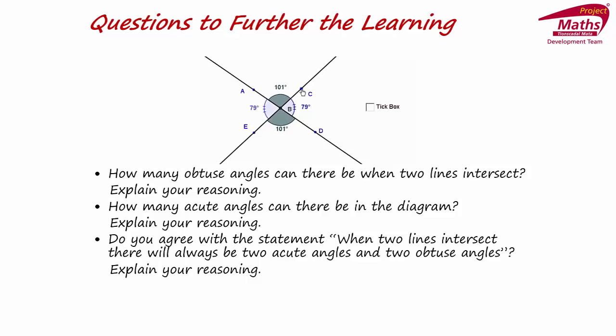And one last one there will be, do you agree with the statement, when two lines intersect there will always be two acute angles and two obtuse angles? Explain your reasoning. The video at the top of the slide there is from a file that's on the student area of the Project Maths website.